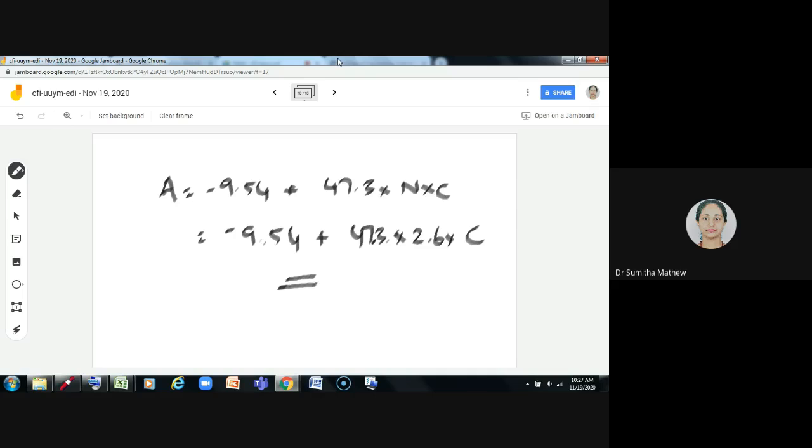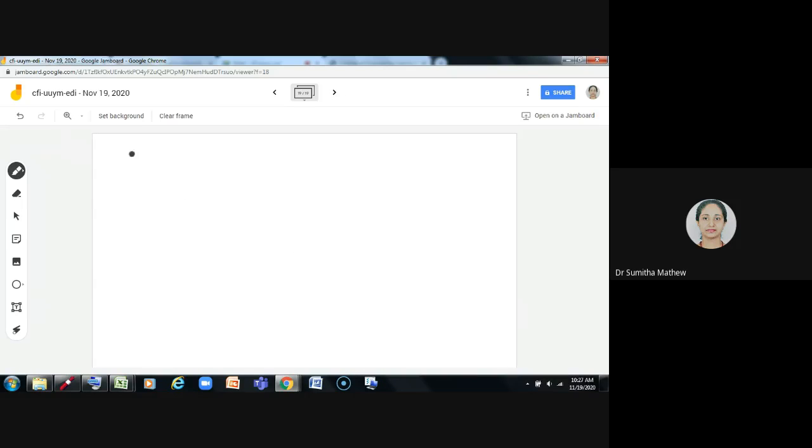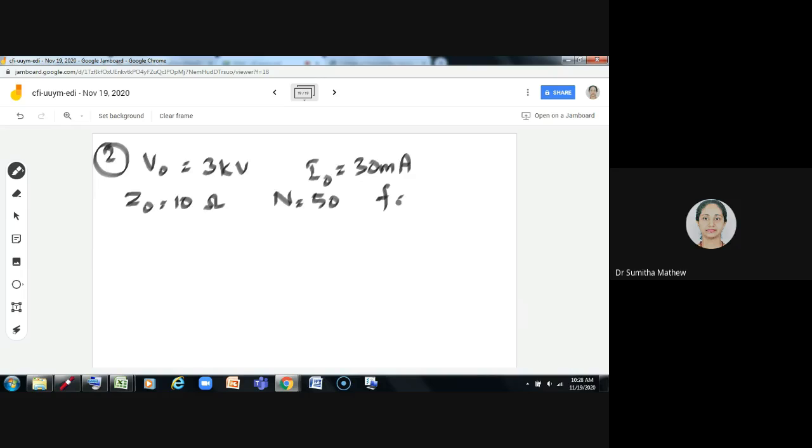So one more question. I want you to do it by yourself. A TWT has V0 equal to 3 kilovolt. This is the second question. I0 is equal to 30 mA. Z0 is equal to 10 ohm. N is equal to 50. Here N is given. F is equal to 10 gigahertz.